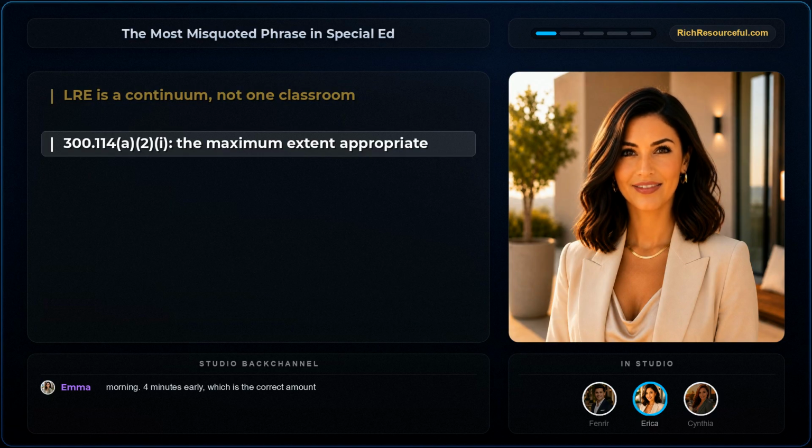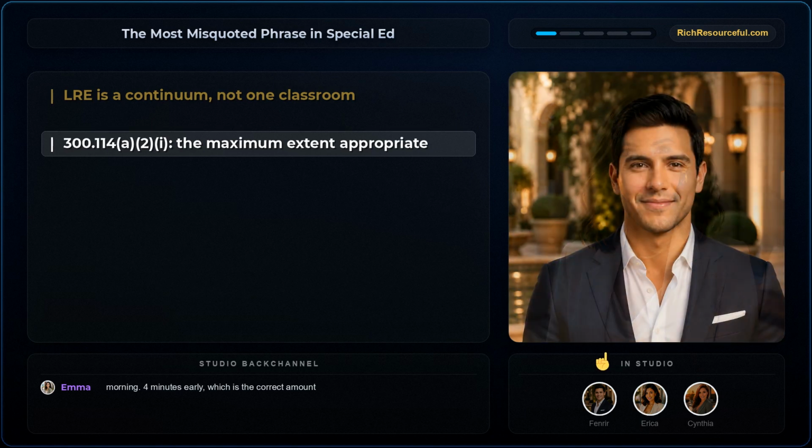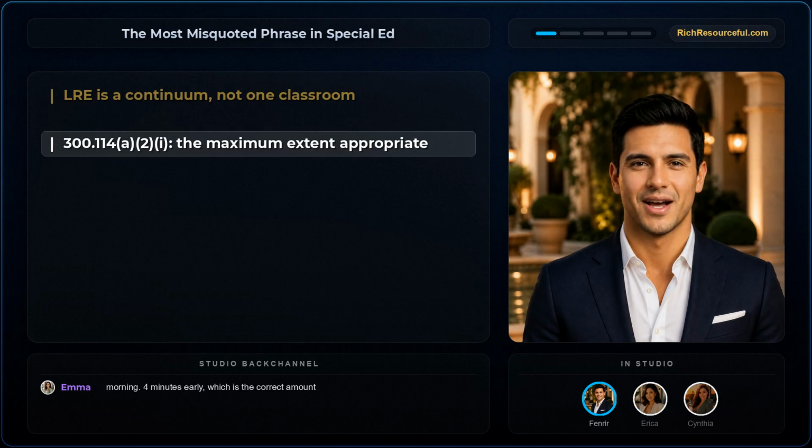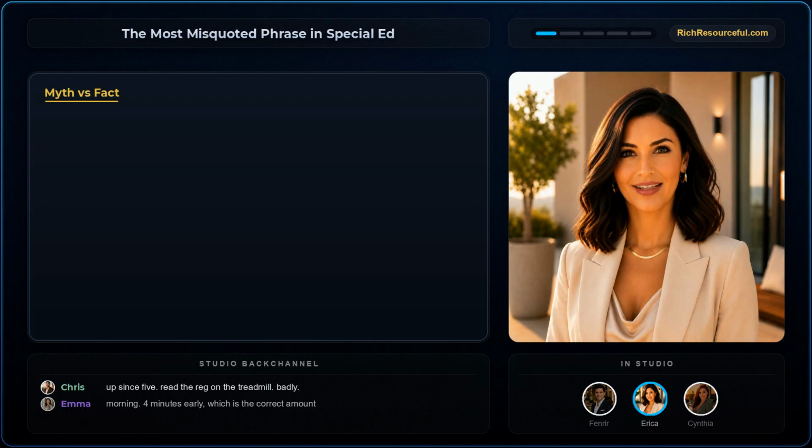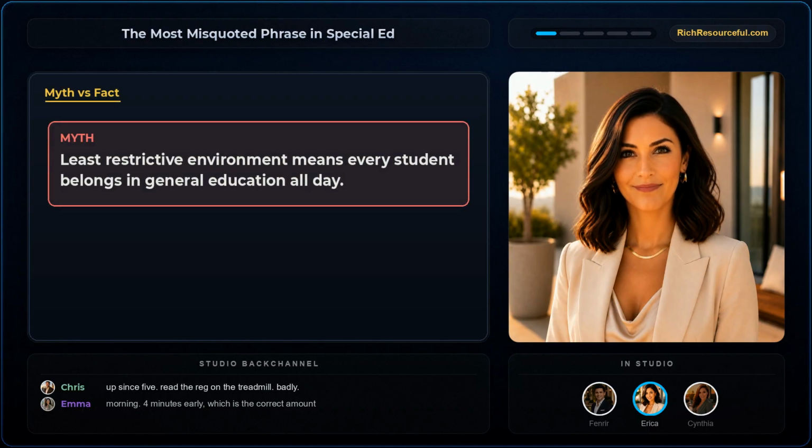300.114, paragraph A, 2, small 1. To the maximum extent appropriate, children with disabilities are educated with children who are non-disabled. Strong presumption. Fenrir here. One question first. Restrictive compared to what? Compared to that same classroom, which is why small 1 isn't the rule by itself.